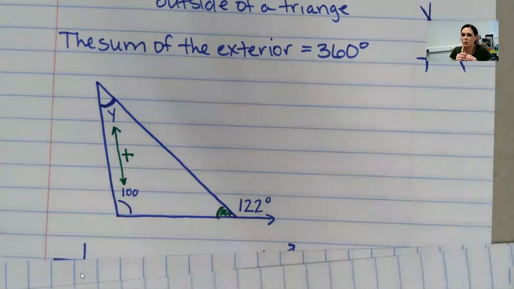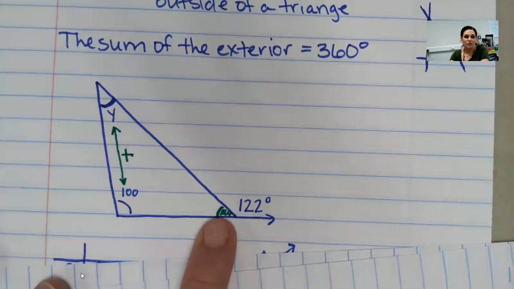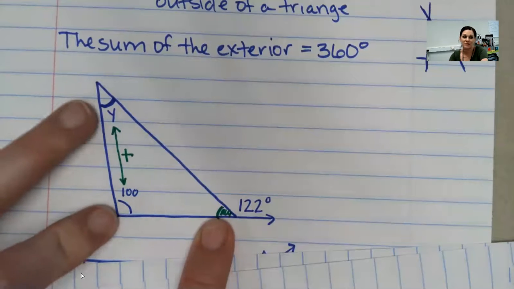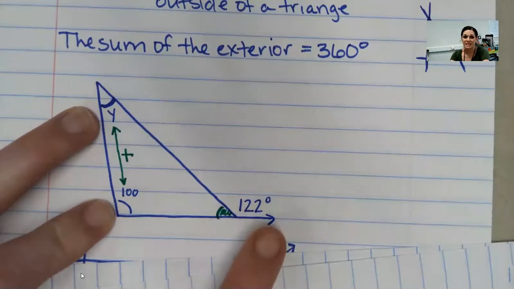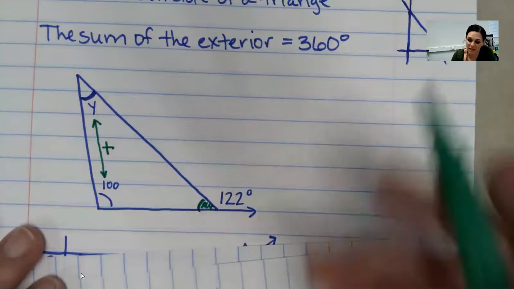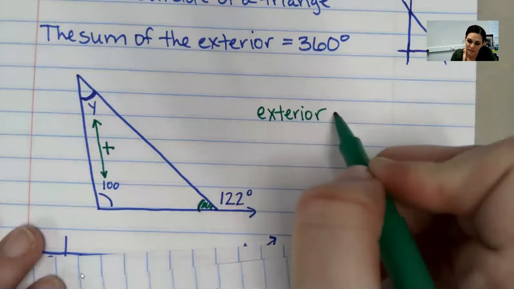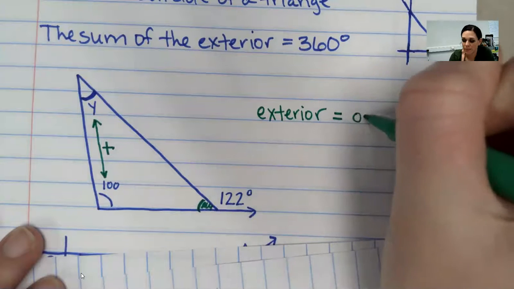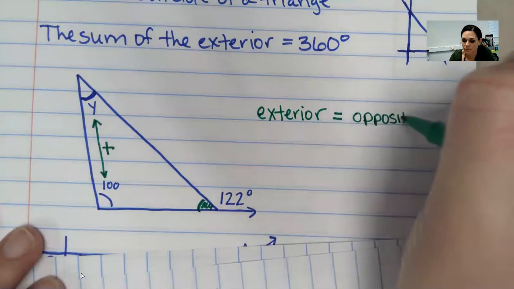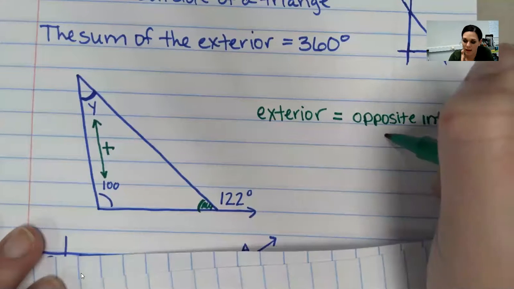So it's kind of like this weird friendship. The values don't change who they belong to. This green angle has to be friends with the interiors, and he also has to be friends with that exterior. But he doesn't change who he is. So we need to know that the exterior is equal to the opposite interiors added together.